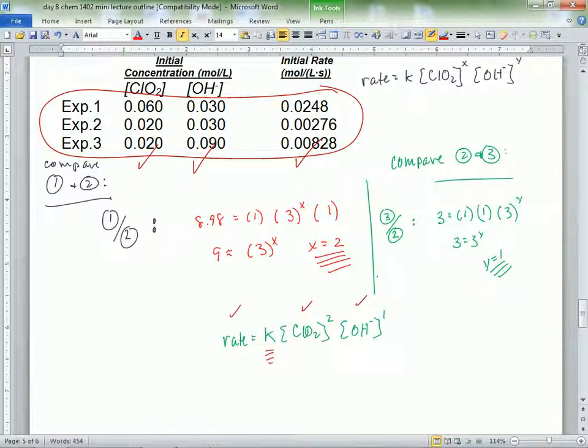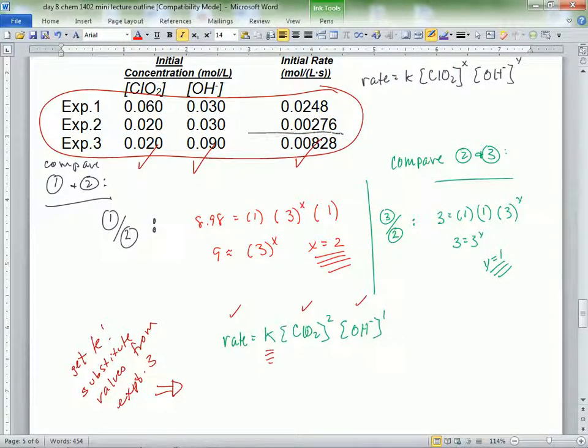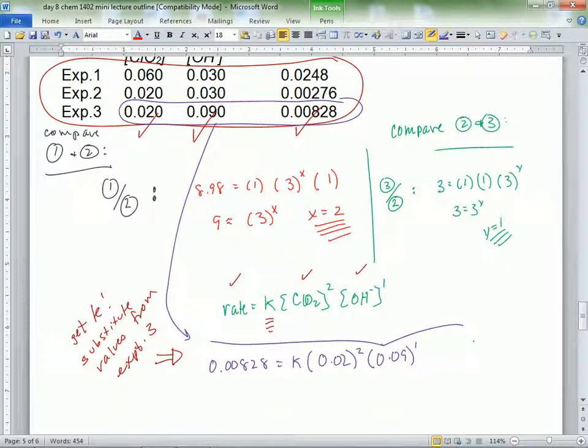It doesn't matter which one you use, but let's all use 3, because then we'll all agree with the math here. So get k. Substitute the values from experiment 3. So you know experiment 3's data, you know what the rate is? Solve for k.